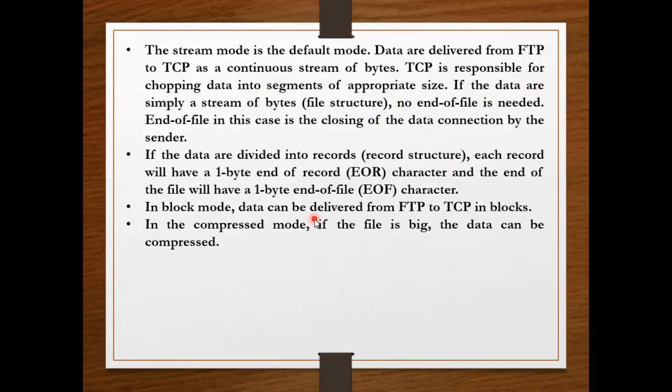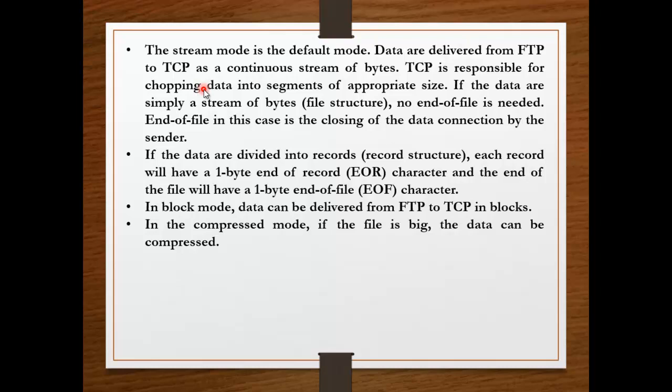And the last one is about the transmission mode. If you use a file structure, I've already explained, file structure means a continuous stream of bytes. You have to use a mode called stream mode. There are three types of modes available: stream mode, block mode, compressed mode. Stream mode is the default mode. Data is delivered from FTP to TCP as a continuous stream of bytes. Because TCP normally gets a continuous stream of information from the application layer. So the data from FTP will be given to TCP as a continuous stream of bytes.